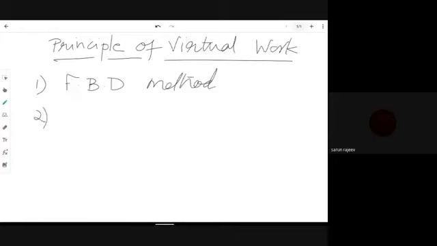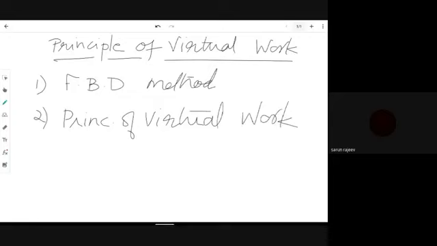And another method which we can use for doing the static force analysis, replacing the free body diagram method, is known as principle of virtual work. So fundamentally this concept is applied as a methodology to do the static force analysis. That's all. That is what you have to remember.